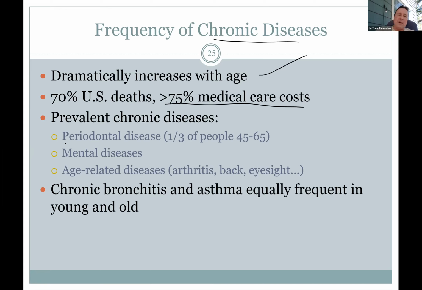One of these chronic diseases is periodontal disease, and your teeth fall out, and you can see in the elderly a lot of people have this. Again, this is a huge disparity in the haves and have-nots. If you have regular dental cleanings, you're much less likely to have this be a serious issue. Mental diseases, Alzheimer's, dementia, and we'll see arthritis, back pain, presbyopia. As your eyes get older, you need reading glasses.